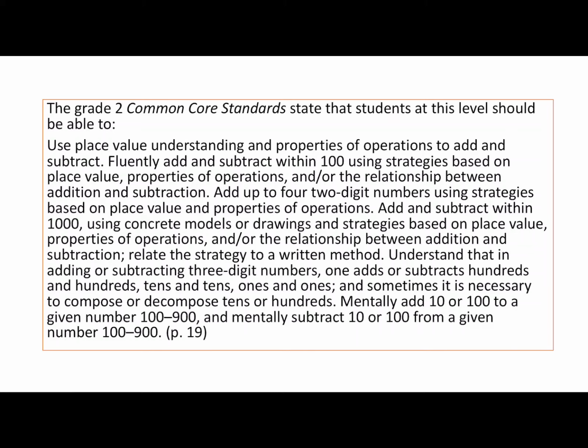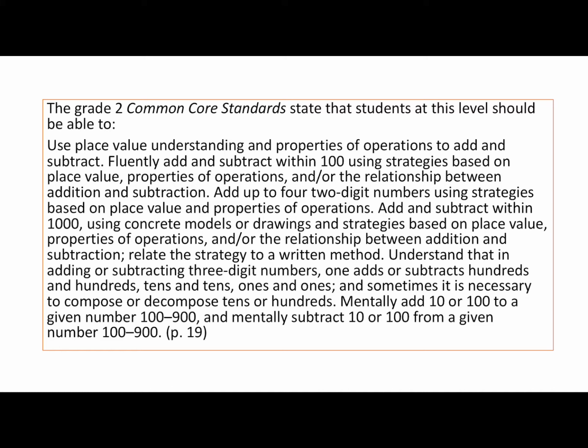In grade 2, students should be able to use place value understanding and properties of operations to both add and subtract. We want our kids to fluently add and subtract within 100 using strategies that are based on place value, properties of operations, and/or the relationship between addition and subtraction. We want them to add and subtract within 1,000.